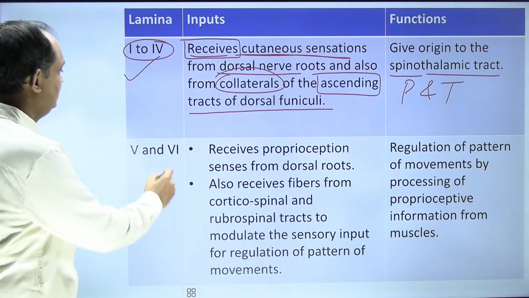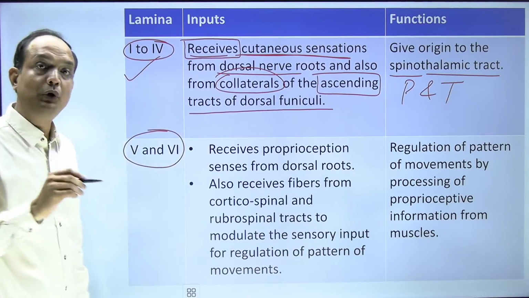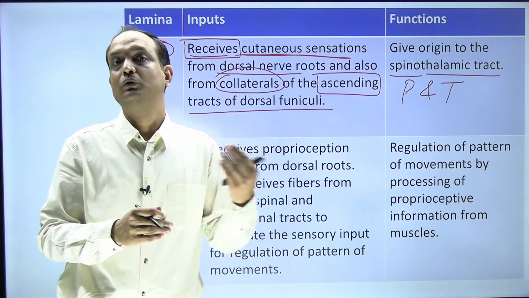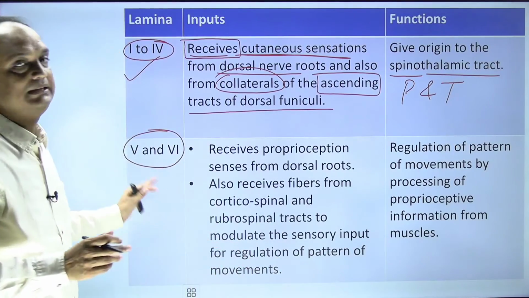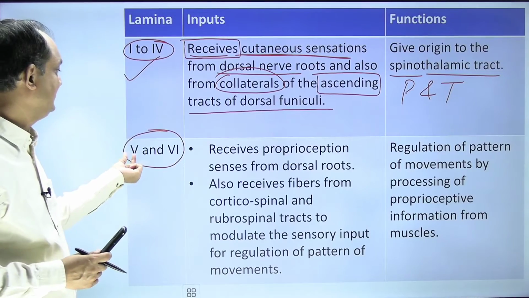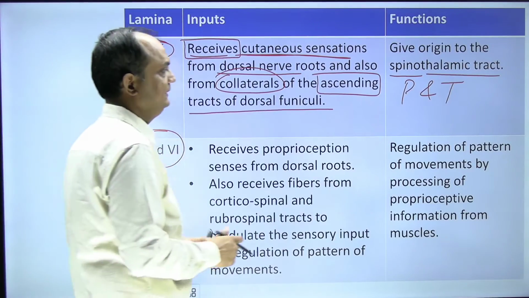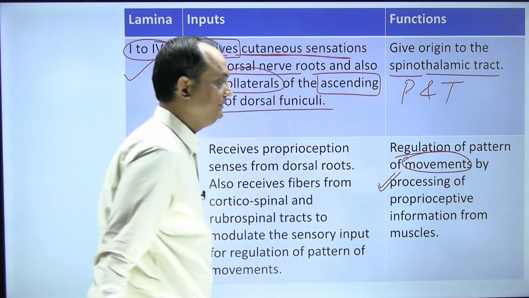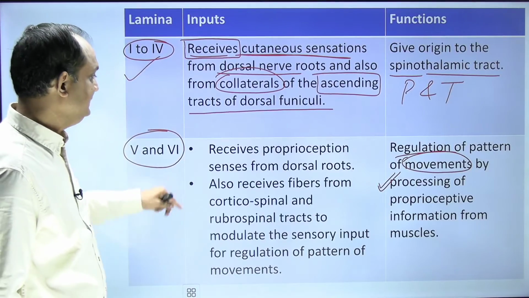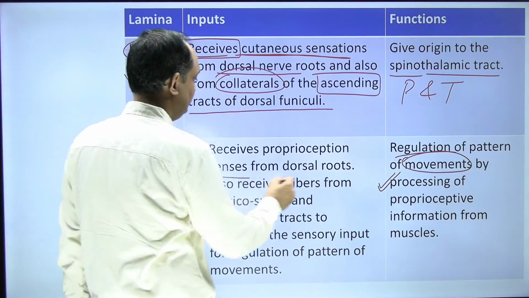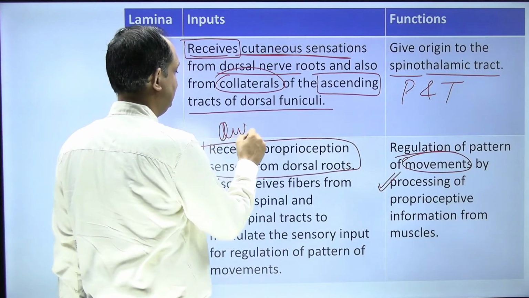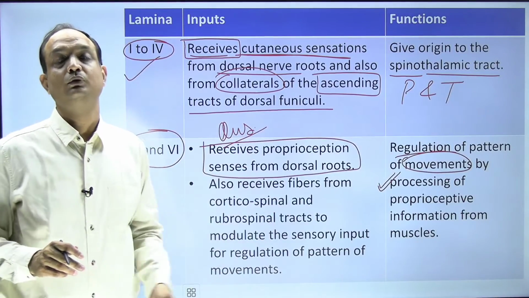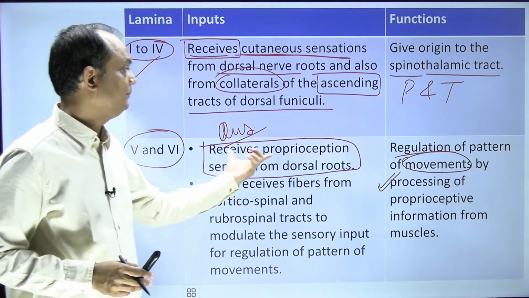The next group is your 5 and 6. Now I told you that 5 and 6 laminae are quite controversial if you go through different books. But the common thing which comes out from Rexed's experiment is that these 5 and 6 laminae regulate the pattern of movement by processing proprioceptive information from the muscle. That means they receive the proprioception from the dorsal root. So this is the question of your exam, that Rexed lamina 5 and 6 are related to which type of sense? Answer is proprioception.